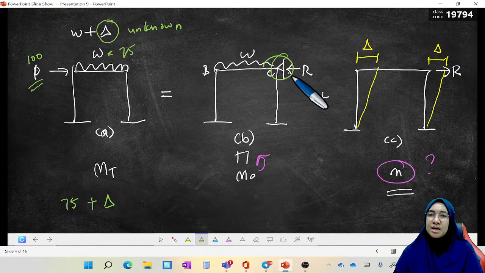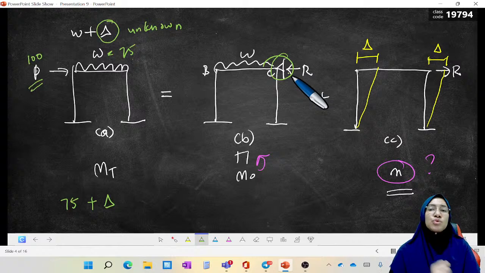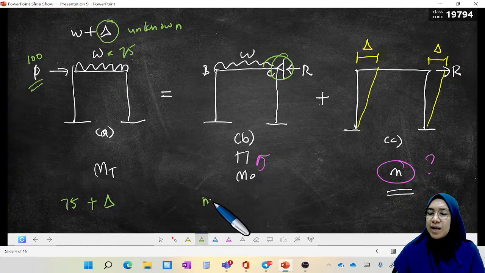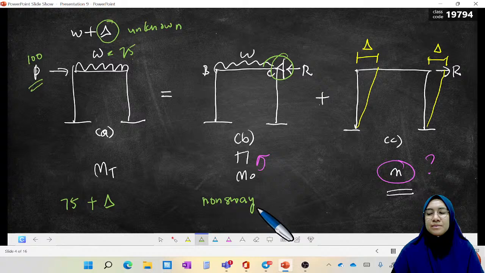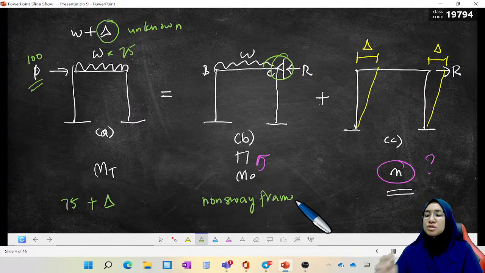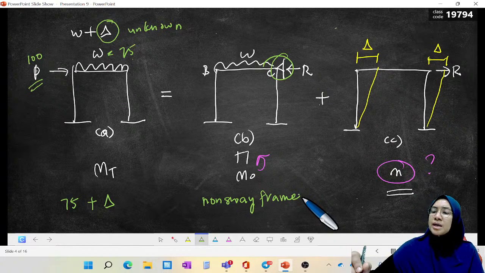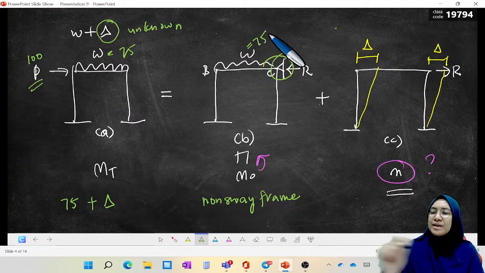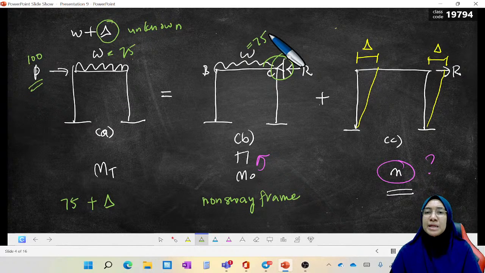When it is properly restrained, this frame is now a non-sway frame. So in this diagram, we can calculate FEM due to the 75 kilonewton per meter UDL along member BC.